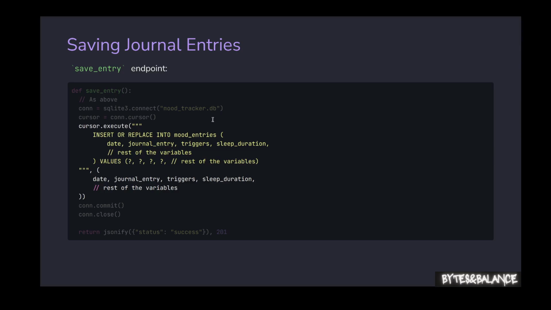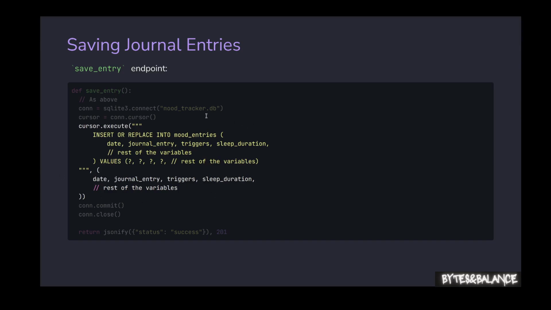And we've got this VALUES question. And this part specifies the actual data to be inserted or updated. The question mark placeholders are used to safely insert values into the SQL command, preventing issues like SQL injection. So we've got those question marks, and they are going to be replaced by those variables that we have extracted before: date, journal entry, triggers, and sleep duration.